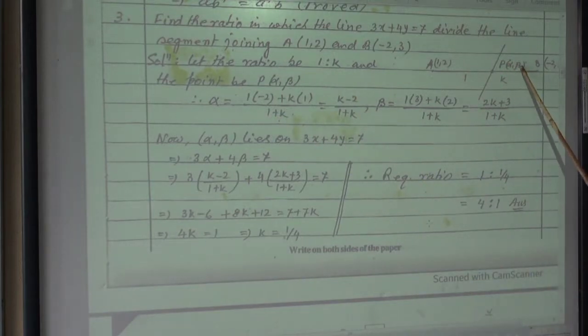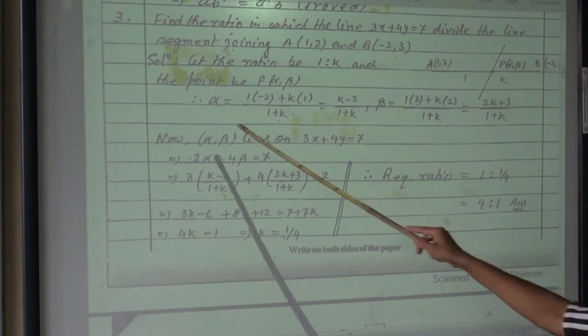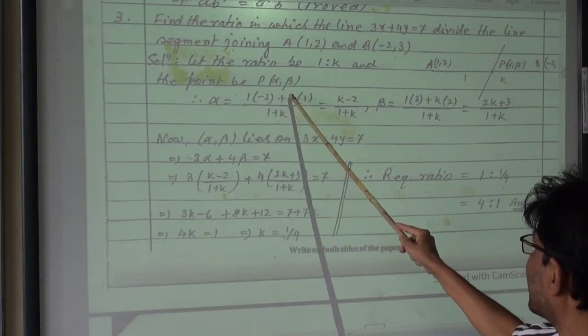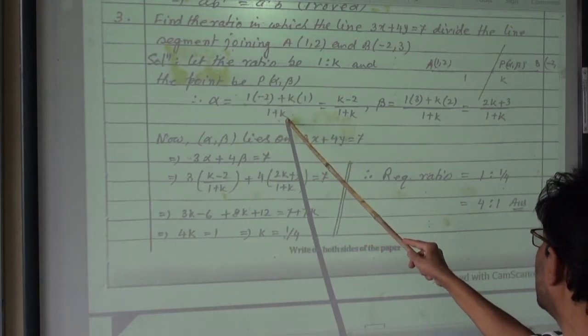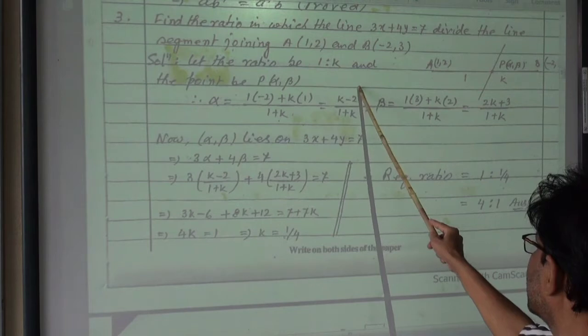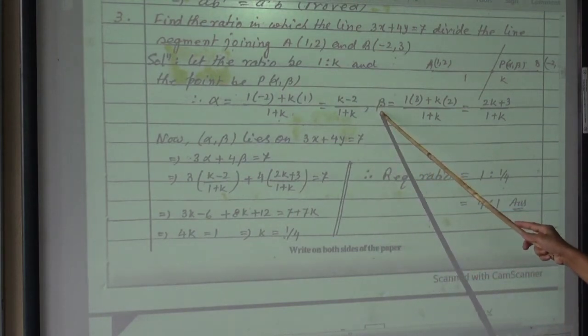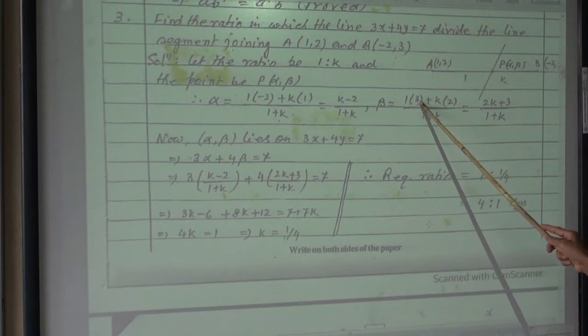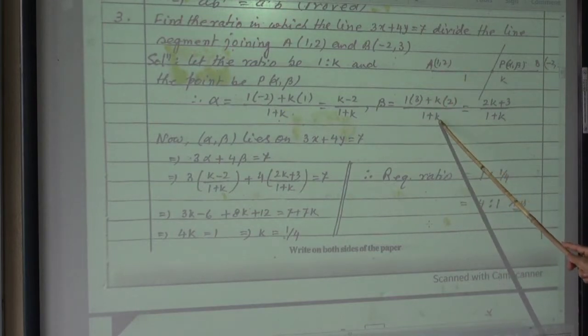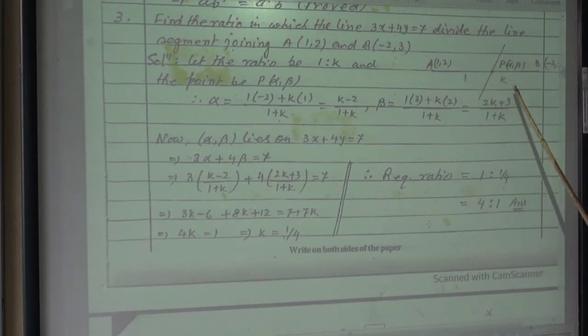If this point is alpha beta and the ratio is 1 is to k, by using the section formula we can find out the values of alpha and beta. So the alpha value is coming m1 x2 plus m2 x1 using the formula. Getting this. Same thing for beta, section formula m1 y2 plus m2 y1 over m1 plus m2. You can see from here, getting this.